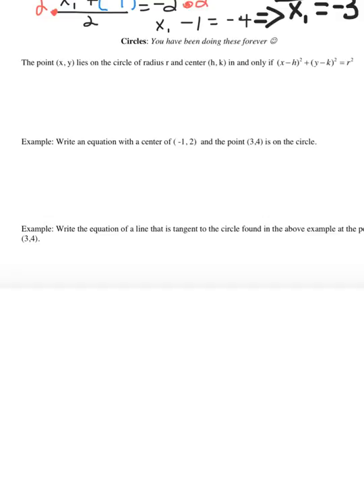So in our first example, we're going to write an equation with a center of negative 1, 2, and the point 3, 4 is on the circle. So let's draw a picture and see what that looks like. And guess what we're going to use? Pythagorean theorem, and we're going to find the answer.